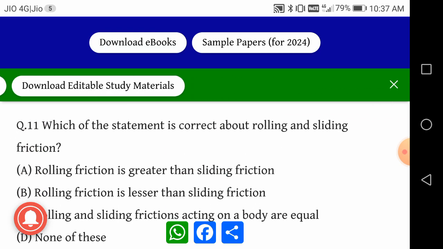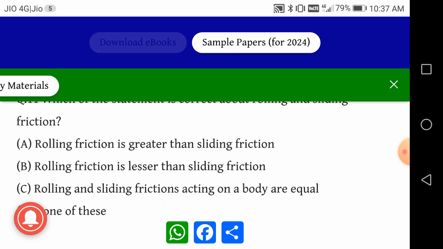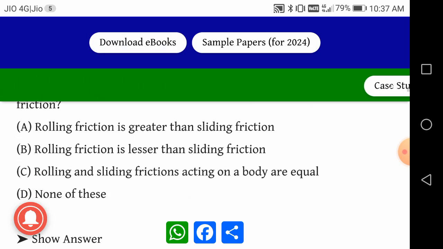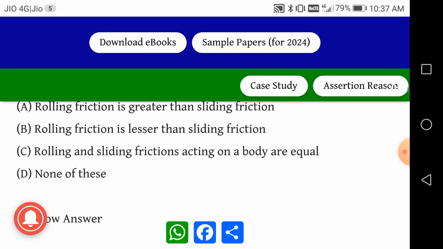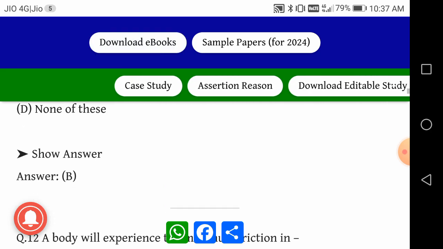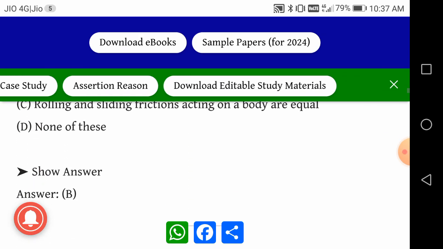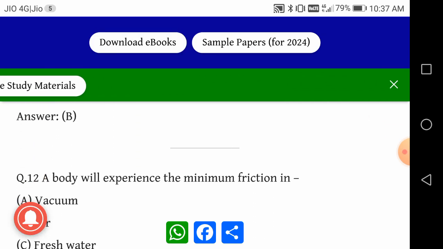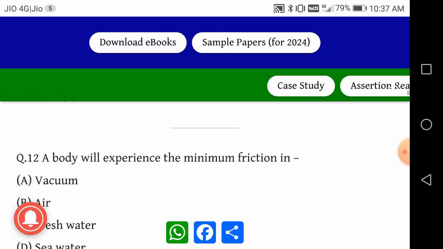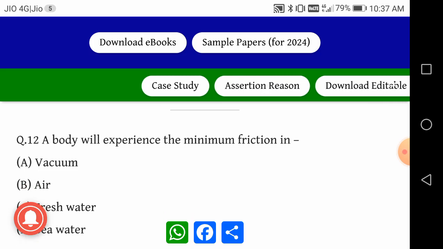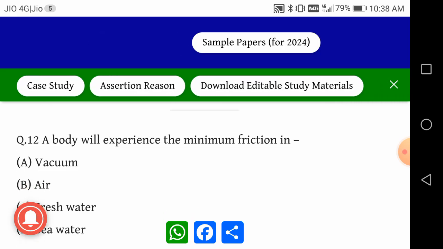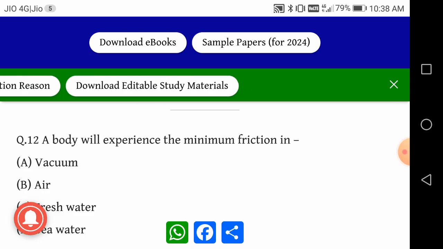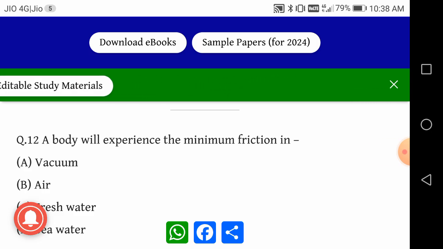Which of the statements is correct about rolling and sliding friction? Rolling friction is greater than sliding. Rolling friction is lesser than sliding. Rolling and sliding frictions on a body are equal. It is actually rolling friction that is lesser than the sliding friction. In sliding friction, there is a line contact or surface contact, but in rolling friction, there is only point contact, something like your ball bearing, roller bearing, needle bearing, etc. Especially ball bearings, friends. In roller bearings and needle bearings also, it is not a point contact, a bit of surface contact will be there.